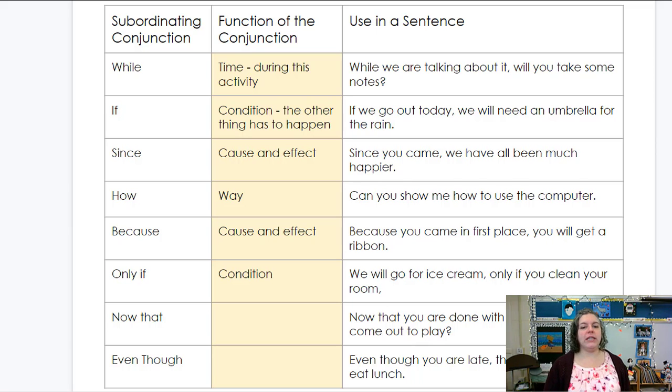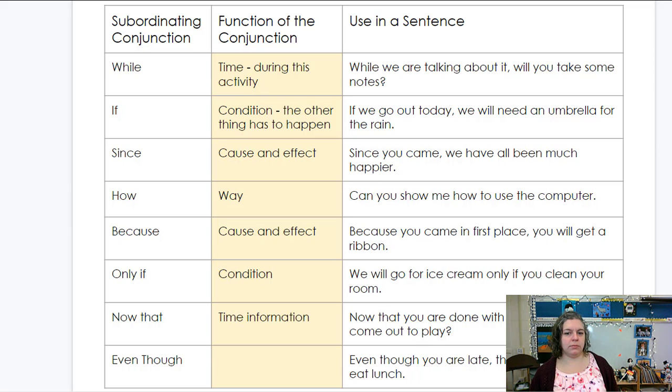Then we have only if. "We will go for ice cream only if you clean your room." So it's a condition. You only get to have that ice cream if you clean your room. I had to fix my commas and periods in that last example because there was a comma where it didn't need to be and it didn't end in a period and it bothered me, so I fixed it.